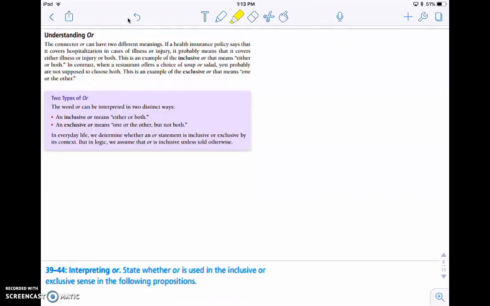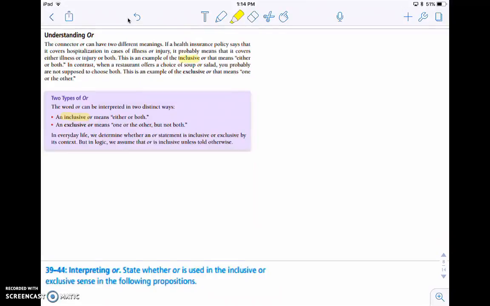Okay. So there are a couple different meanings. If a health insurance policy says that it covers hospitalization in case of illness or injury, it probably means it covers either illness or injury or both. That's what we call an inclusive or statement, when it goes either or both. I guess there's that word, inclusive.